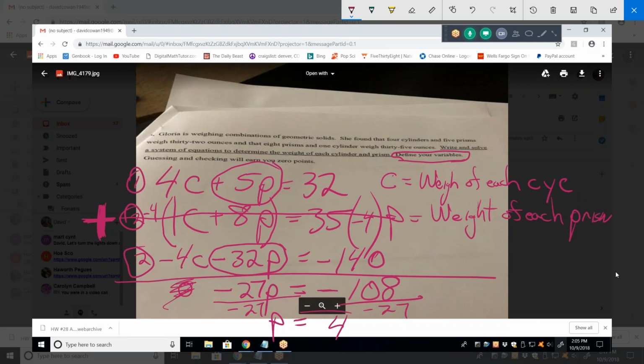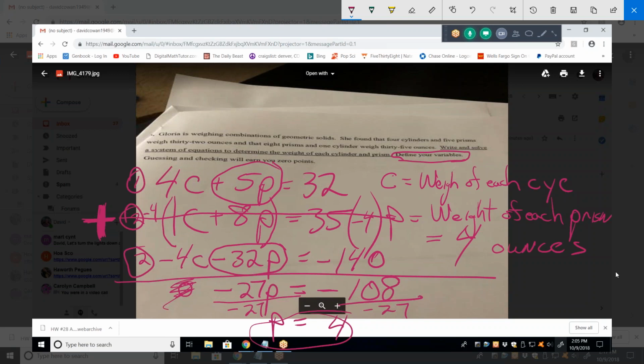So p equals 4. That means I have 4 prisms. Now how do I figure out the... Yeah, no, p is the weight of each prism. So each prism weighs 4 ounces. Now, how do I figure out the weight of each cylinder?